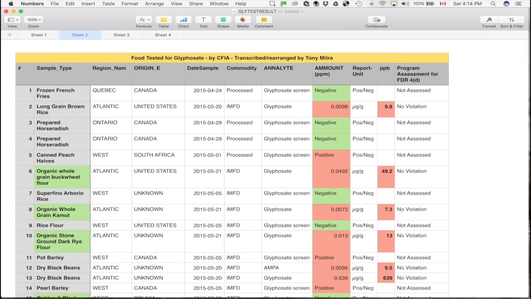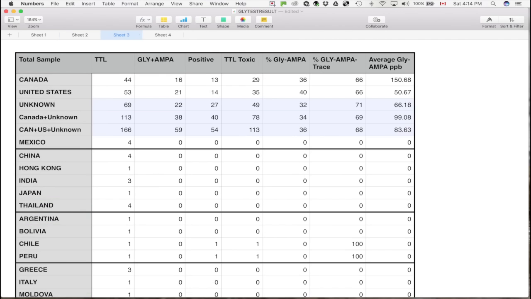And now I take you to the next sheet, which is derived from this sheet and then analyzed, and I will explain it to you. Here is the next sheet, and here it shows total samples. Canada, the first column, has a total of 44 samples, out of which 16 showed presence of glyphosate or AMPA. Another 13 showed positive in the screening, though the amount is not known. So the total number of samples that had some toxicity in them were 29 out of 44.